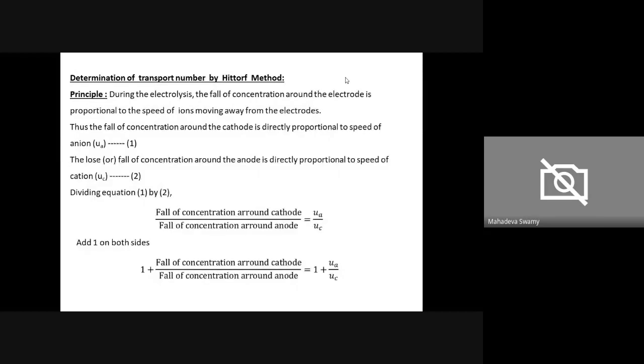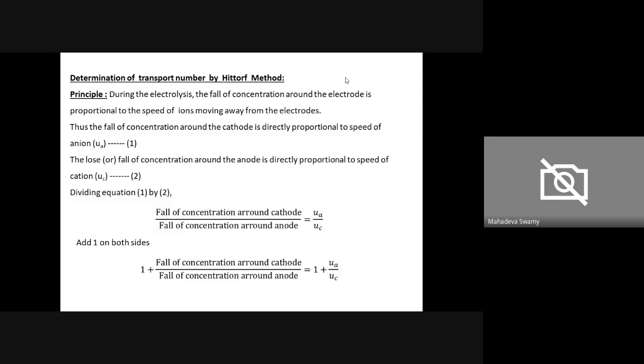During the electrolysis, the fall of concentration around the electrode is proportional to the speed of ions moving away from the electrodes. This is the principle of Hittorf's method: during the electrolysis, the fall of concentration around the electrode is proportional to the speed of ions moving away from the electrode. Just understand the concept.